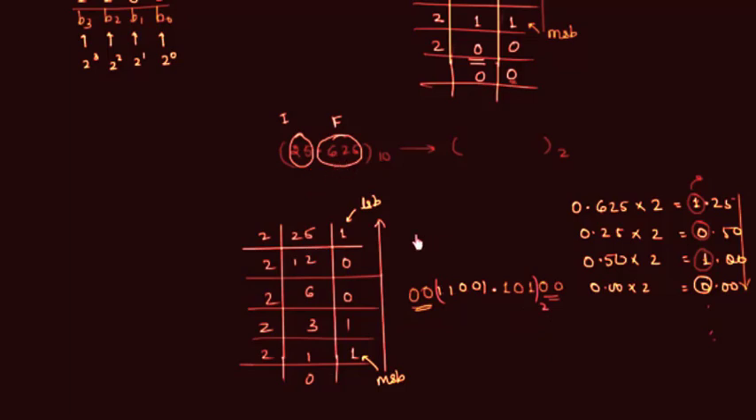So there are two important things that you must know. In case of the integer part, you have to go from bottom to top, and in case of the fractional part, you have to go from top to bottom. Here you have to divide by 2, and in this case you have to multiply by 2.